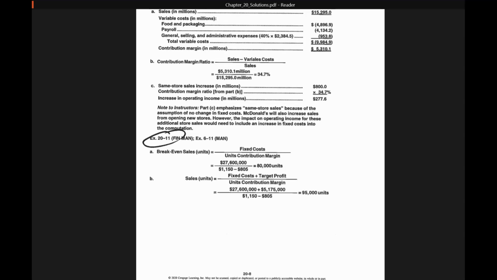Okay, let's continue on with chapter 11. Chapter 20. Number 11 is where we'll start. Break-even sales and sales to realize a certain operating income. For the current year, Costgrove expects fixed costs to be $27.6 million and a unit variable cost of $805. The unit selling price is $1,150. So it says compute the break-even in sales.